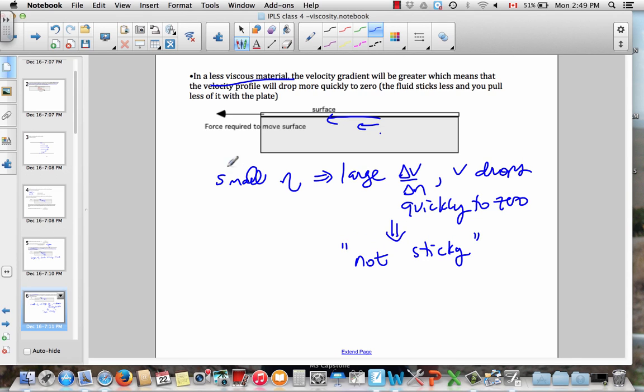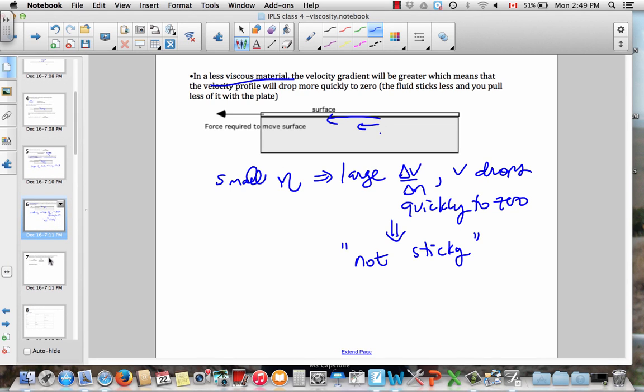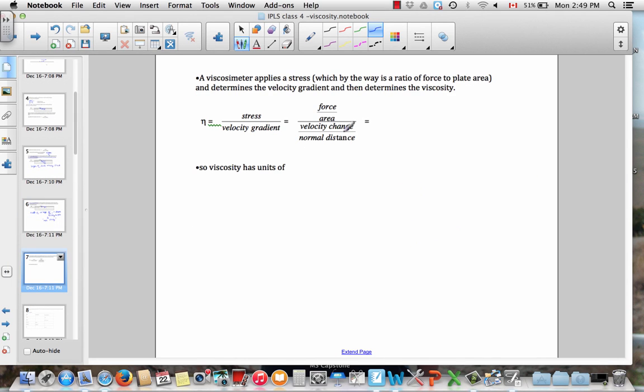So this is the precise definition of viscosity, but ultimately you can see that it's really just related to how sticky the fluid is. So a large coefficient of viscosity is a very sticky fluid. A small viscosity is a not so sticky fluid. Now let's look at units.